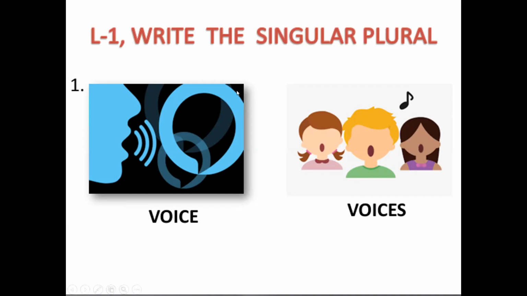See, here the picture says voice. V-O-I-C-E, voice, the sound of one child. Here voices, there are three. One, two, three. Three are speaking. So, voices, we add here S. You will write the same V-O-I-C-E, then you will write here S, voices. So, voice, voices. Repeat. Voice, voices.